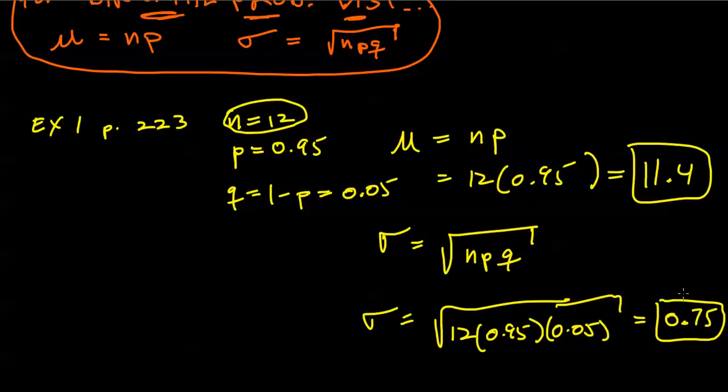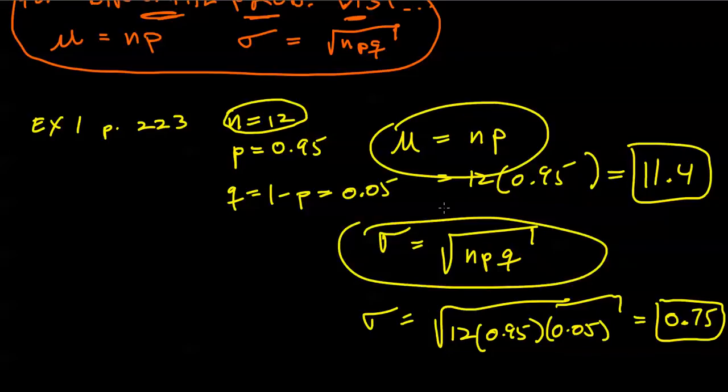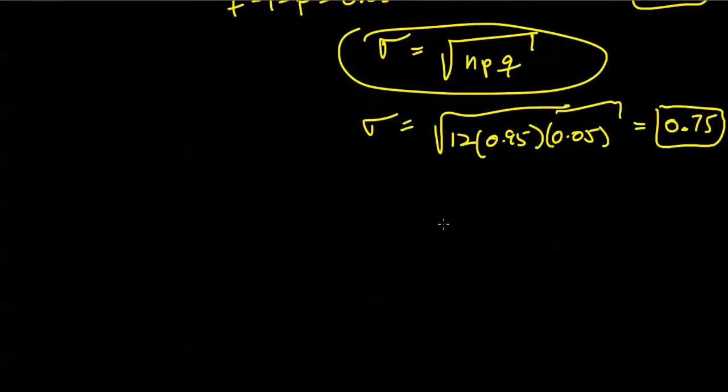So that finishes example 1. Much easier formulas to deal with. Mu equals np and sigma equals root npq, but again, only in a binomial probability distribution. Let's look at example 2.